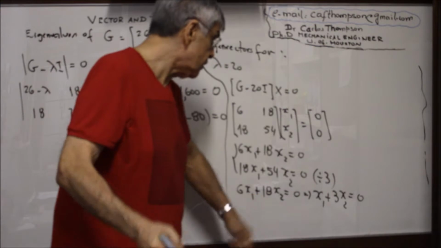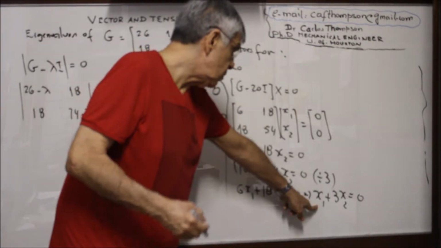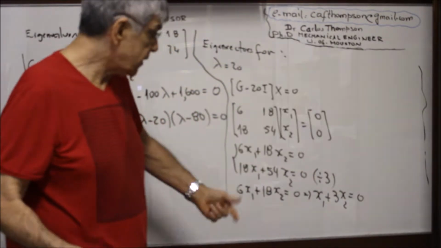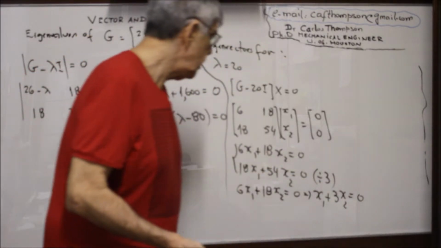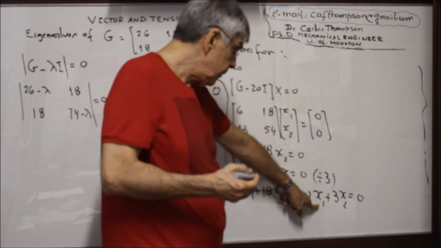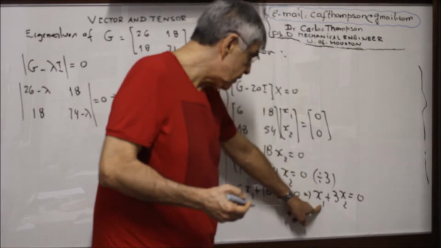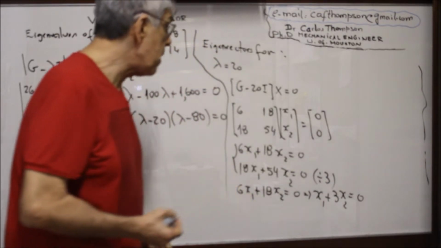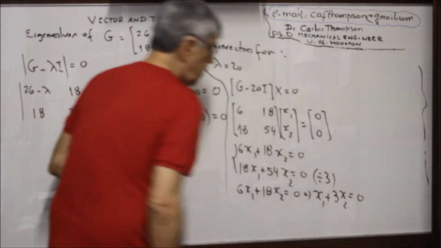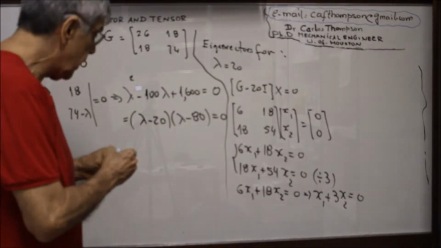You can choose, for instance, x1 is equal to 1, x2 will be, in this case, minus 1/3. You see, there are a lot of solutions. Or x1 is equal to 3, x2 is equal to minus 1. So 3 plus 3 times minus 1 is 0. There are a lot of solutions.